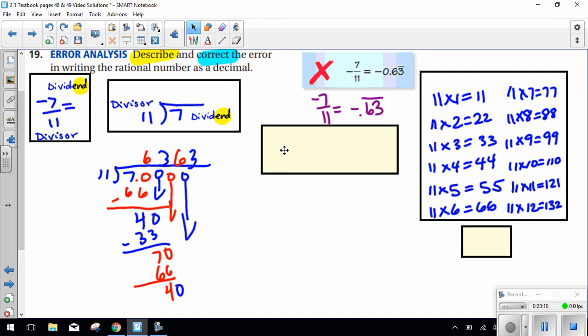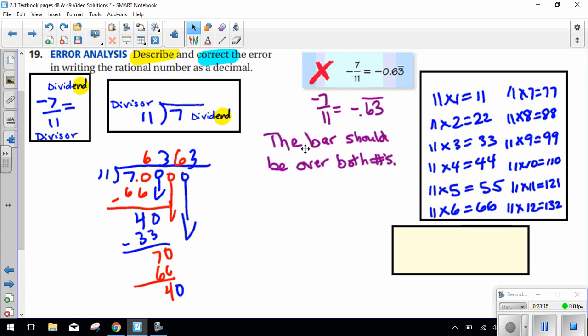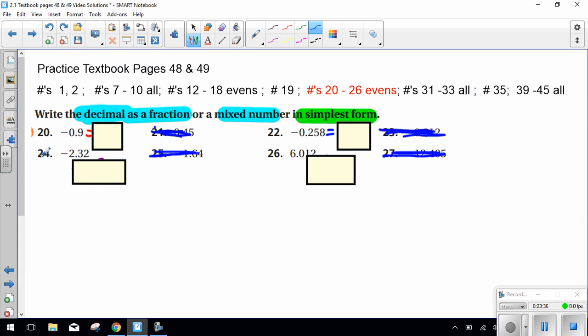Okay, and then to describe the error, the bar should go over both numbers. So the error is that this student here did not put a bar over the 6 and the 3. And in fact, both digits are repeating, not just one. Okay, remember when you divide, decimal point goes straight up. Okay, we are now going to move on to numbers 20 to 26 evens.